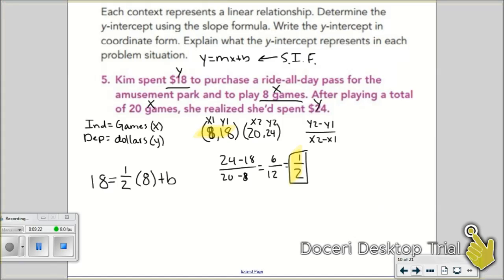So I'm going to give you some time here. You're going to work this out, get your answer for b. So you're going to work this all the way out until you have something equals b. After that, you're going to come over here and in this box, you're going to write the equation in slope-intercept form. And then once you're done with this, you're going to go down and answer number 6. So you're going to finish this problem up, go down and answer number 6, and then we will be ready to move on. Okay, go ahead and start.